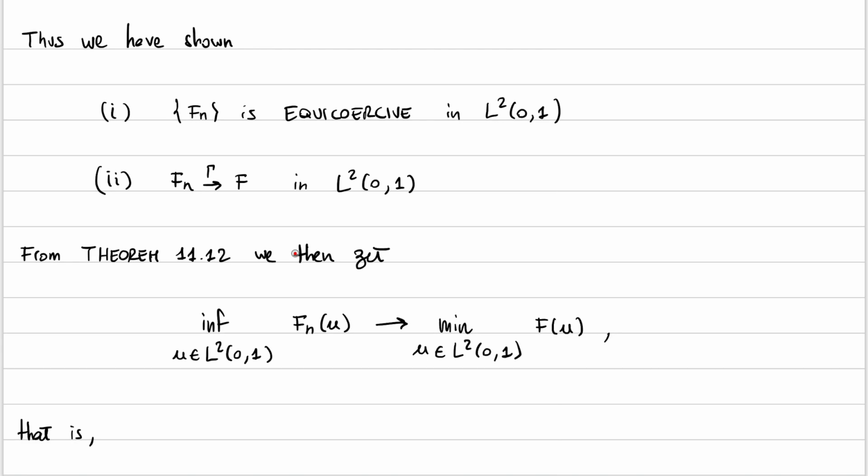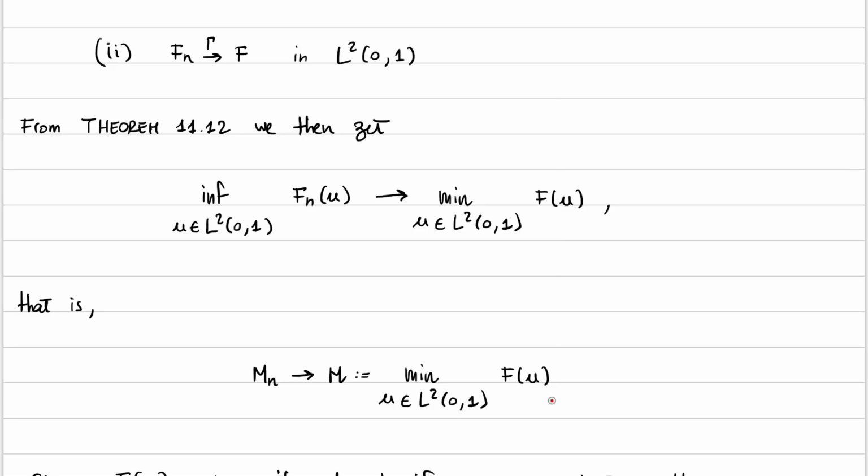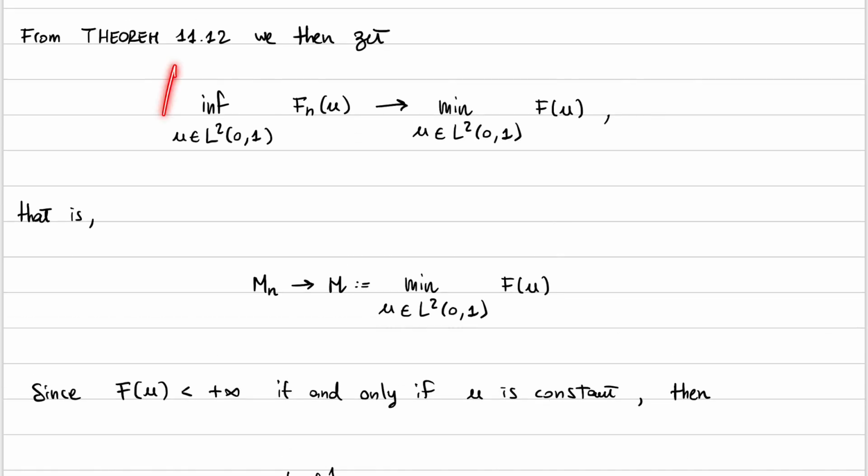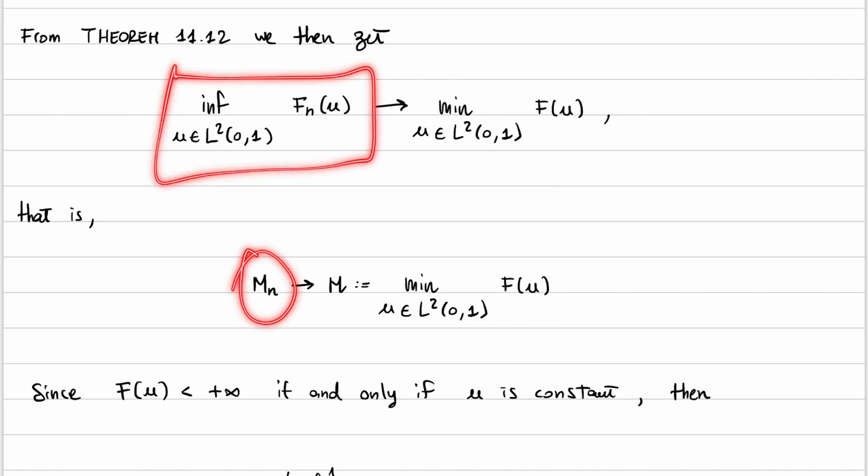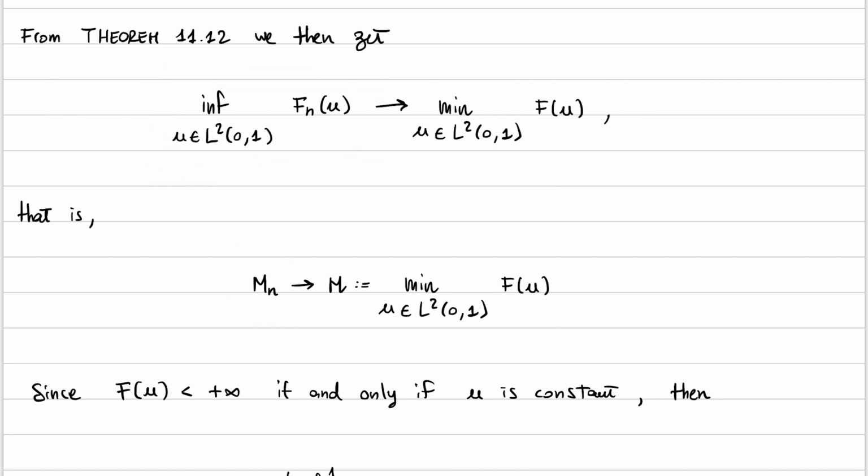Okay, now just as a recap, we have shown that one, Fn is equicoercive in L2, and two, that Fn gamma converges to F in L2 of 0, 1. And therefore we can just apply theorem 11.12 and conclude that the infimum of the problems over L2 converges to the minimum of the limit functional F over L2. We defined these to be the Mn, so we just proved that Mn converges to M, where M is given by this expression here.